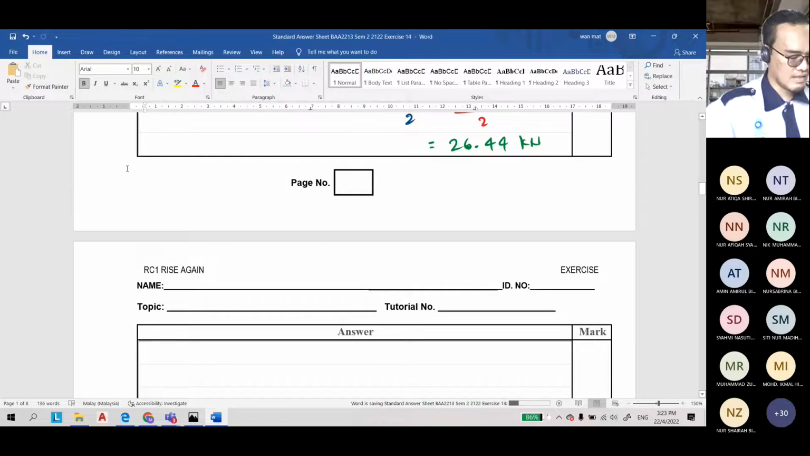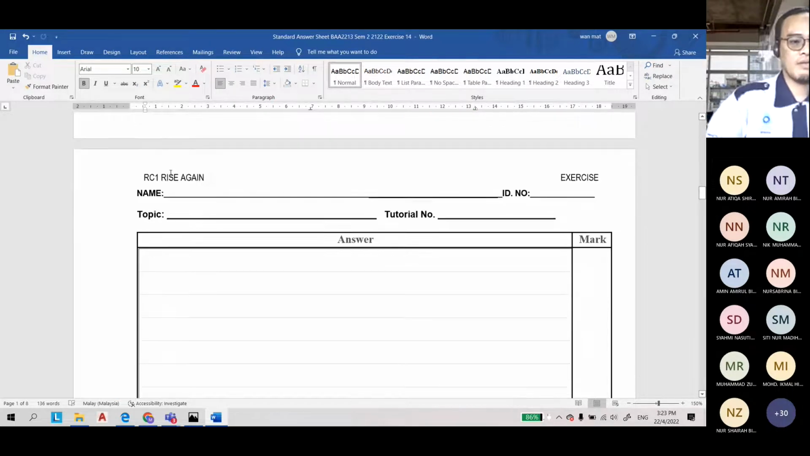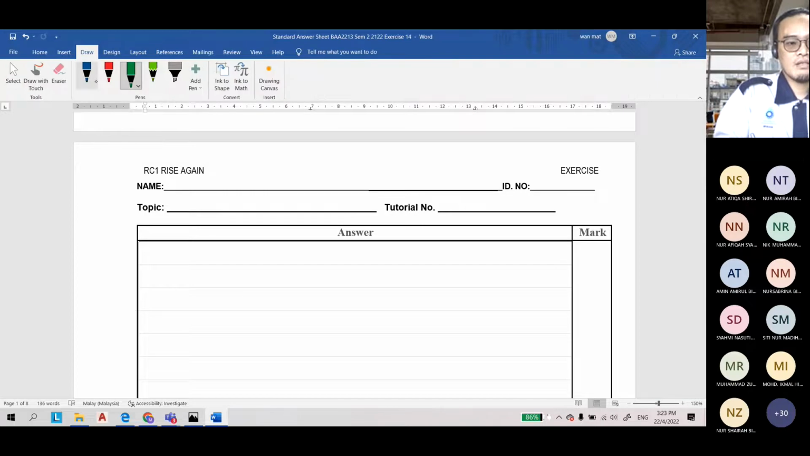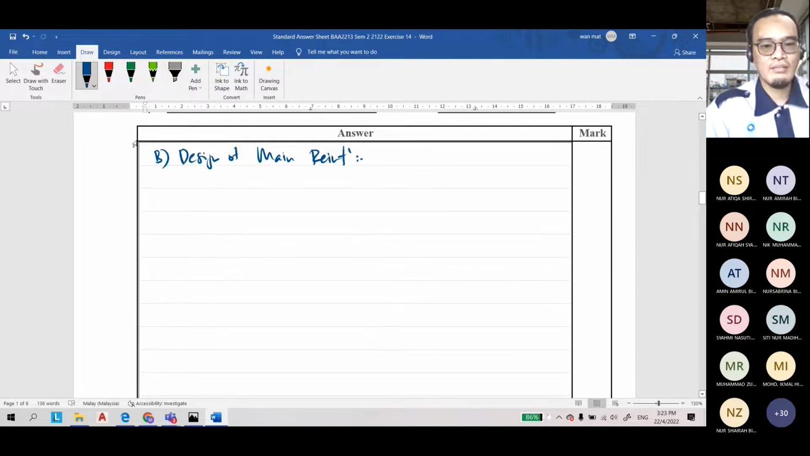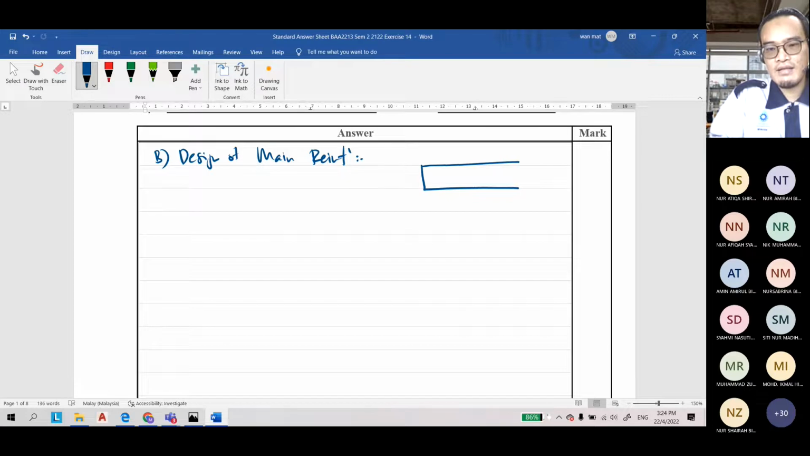And then part number B. Part number B of the solution is design of main reinforcement. And then you just design as a rectangular beam, but a rectangular beam in the condition that the width is larger than the depth.